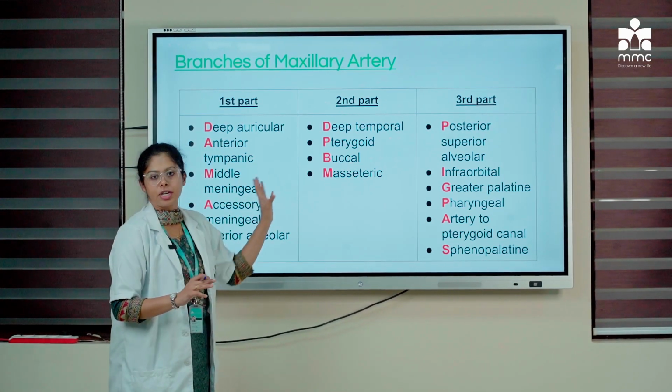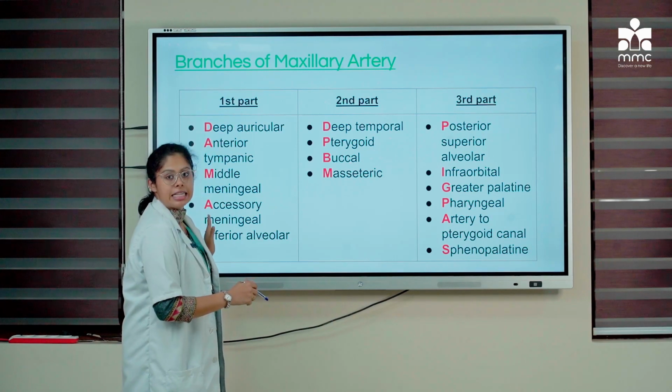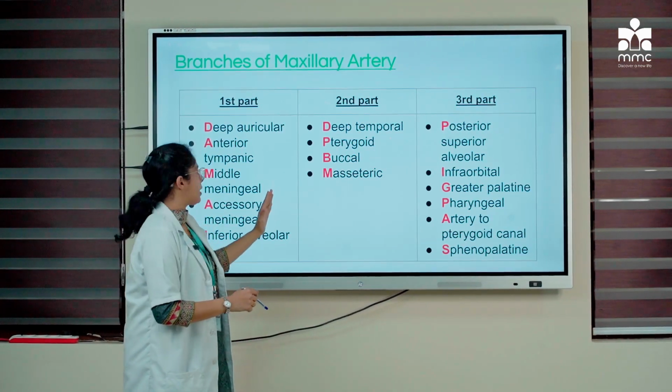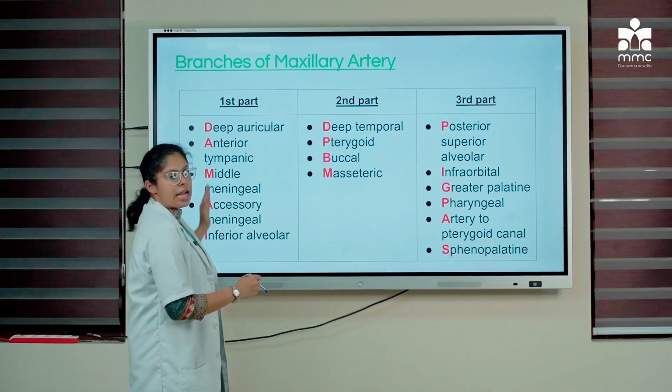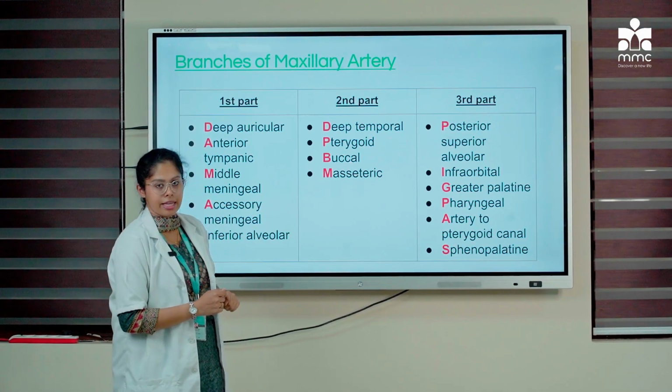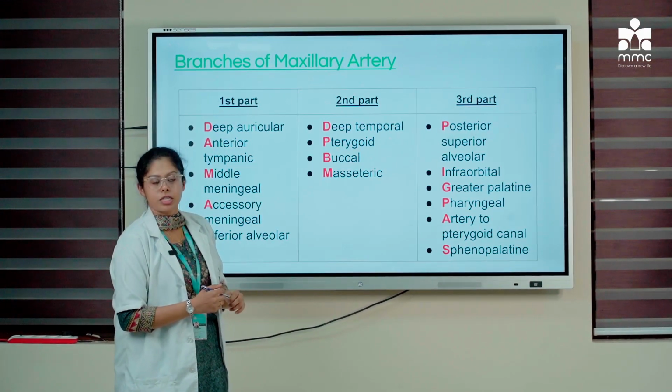You have a specific mnemonic for each of these parts. Now, as you can see, I have highlighted the initial letters of each artery. Like in the first part, the mnemonic with which you can remember is DAMAI. DAMAI. With that, you can memorize the names of the branches of the first part.